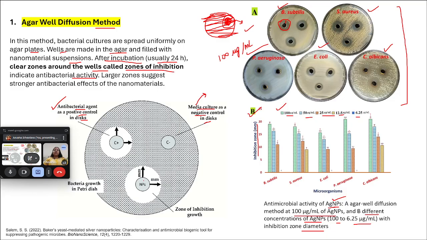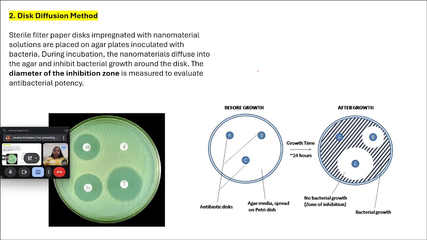Now this one is your nanoparticle. You can compare with the positive and negative control, like in comparison to the antibiotic or the antibacterial agent, how effectively it is able to control the bacteria. So I hope this method is clear. Now, moving forward, in this case, what was the sample? We were putting the nanoparticle suspension directly here. Now, another method could be this one.